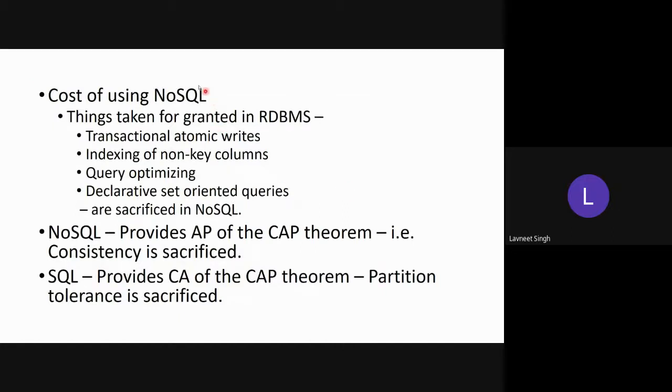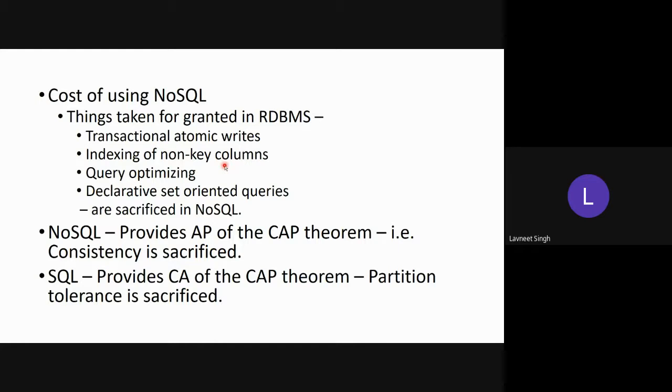Okay. So a lot of positives about NoSQL, but what is the cost? What are those things that NoSQL cannot provide which an RDBMS can provide? We need to be careful about that, right? Things that we take for granted in an RDBMS may not happen in NoSQL. Okay. So therefore, you can see transactional atomic writes. It cannot hold transactional processes.